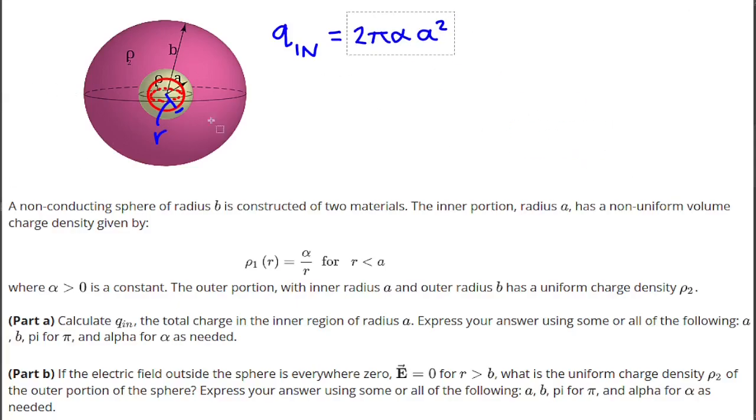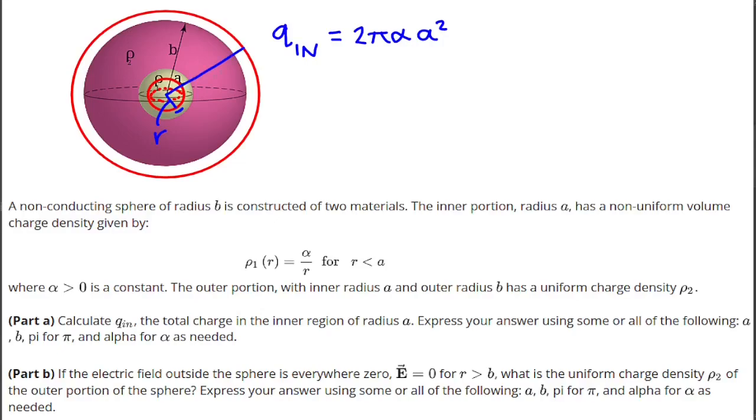Now in part B, if the electric field outside the sphere is 0 everywhere for r greater than b, what is the uniform charge density ρ2 of the outer portion of the sphere? Well, what we can do is take a Gaussian surface outside the sphere. This Gaussian surface will have a radius r, and given the electric field outside the sphere is 0, using Gauss's law, the electric flux through the surface is 0.